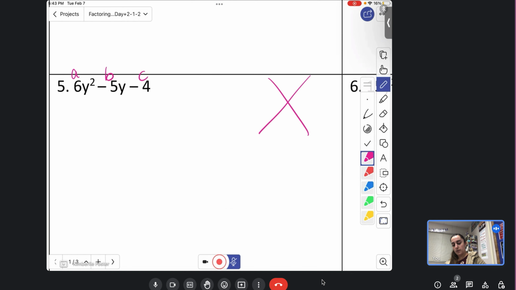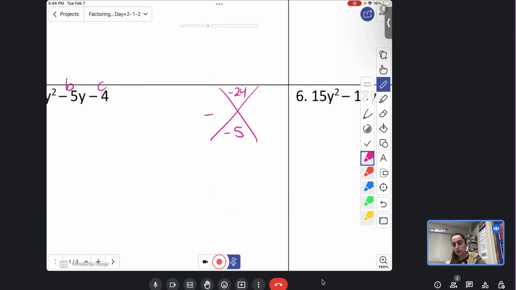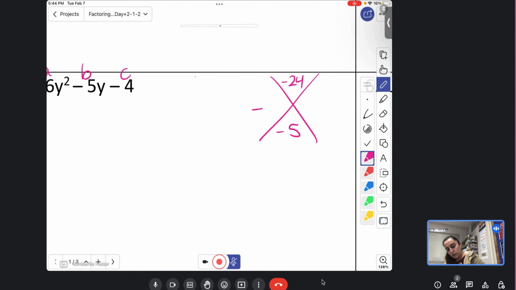The top number is going to be 6 times -4. That's my A times C. And the bottom number is going to be -5. Okay, two numbers that multiply to -24 and add to -5. Well, I know one of them needs to be negative, because in order to multiply to a negative number, one has to be negative, one has to be positive. 24, if we're not sure, let's list it out. I know 24 is 1 times 24. That's not going to give me a 5. 2 times 12. That's not going to give me a 5. 3 times 8. Yeah, that can give me a 5.